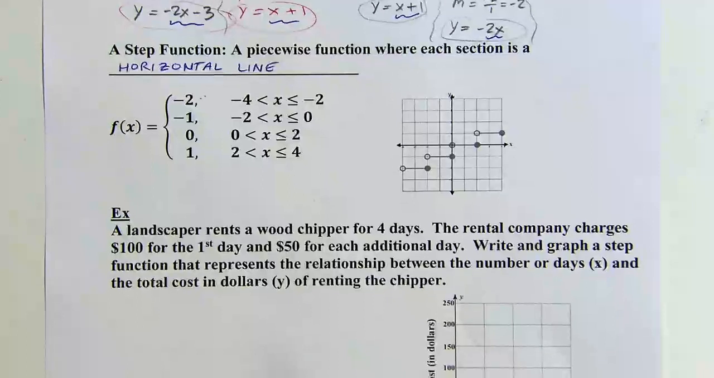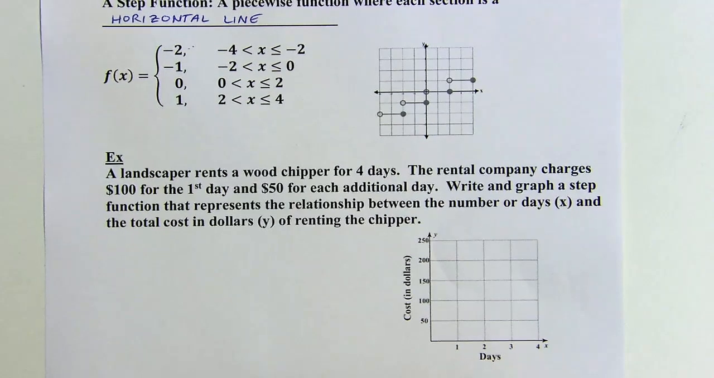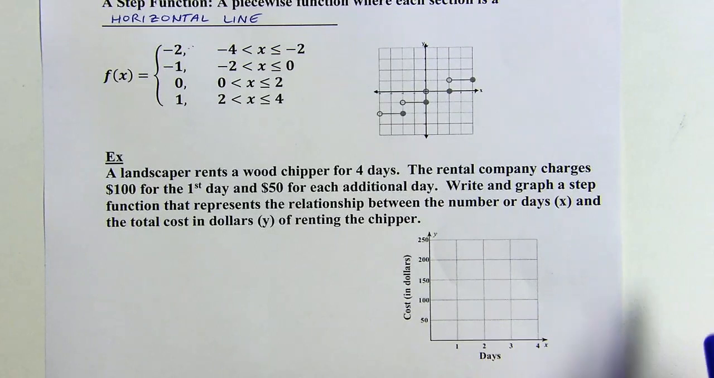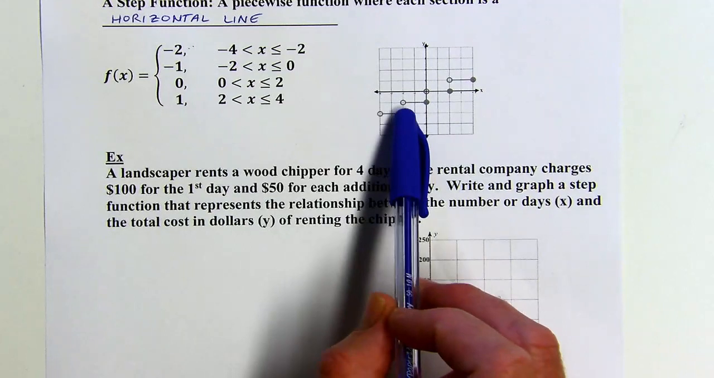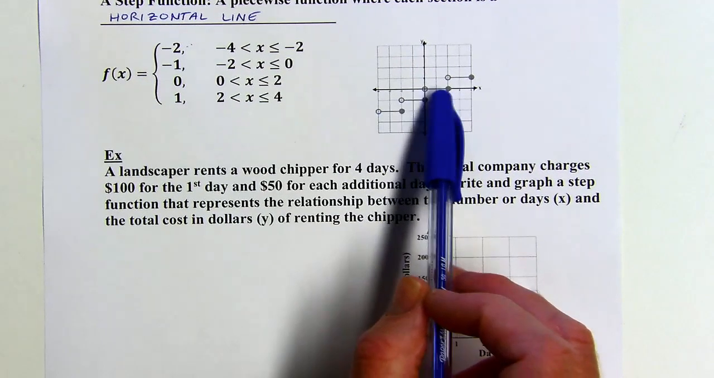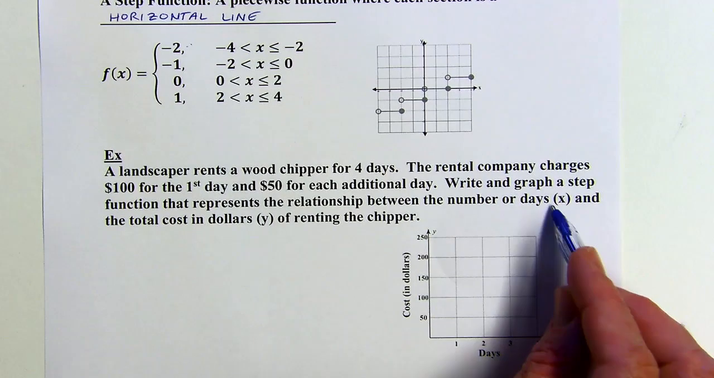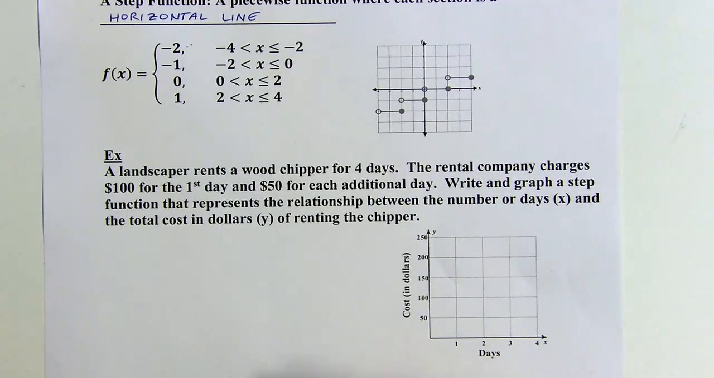So we're going to look at a word problem that uses a step function now, okay? A landscaper rents a wood chipper for 4 days. The rental company charges $100 for the first day and $50 for each additional day. So the price is going to go up from day to day, kind of like this one, right? We'd be on some price, and then the second day the price will go up, third day, and so forth, okay? All right, so we're going to write and graph a step function that represents the relationship between the number of days. We'll use the number of days as our x coordinate, and the cost in dollars as our y.